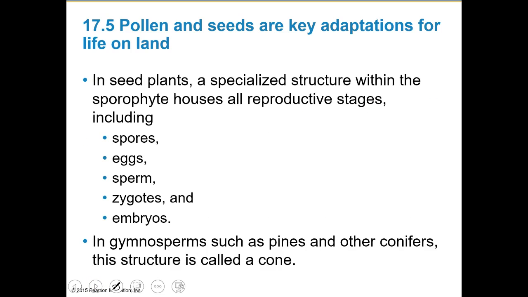In seed plants, we have a specialized structure within the sporophyte that houses these reproductive phases, including spores, eggs, sperm, zygotes, and embryos. So we can get most of the life cycle to happen within this sporophyte. In gymnosperms, like pines and other conifers, that structure is called a cone. Gymnosperms are usually associated with cones. It's the thing to pay attention to.